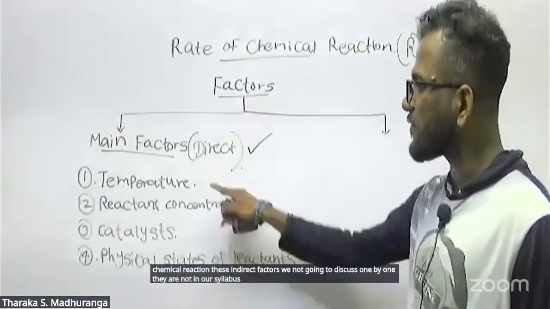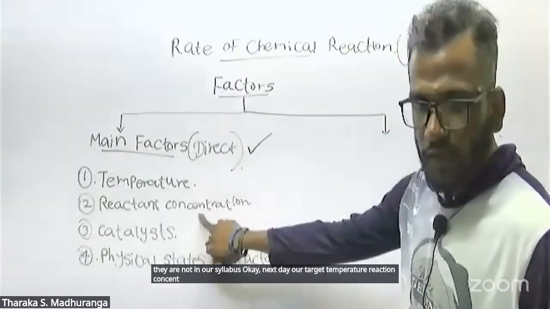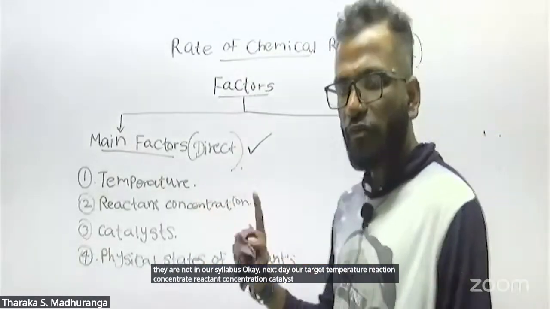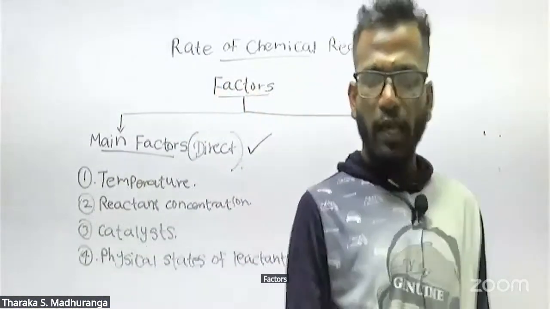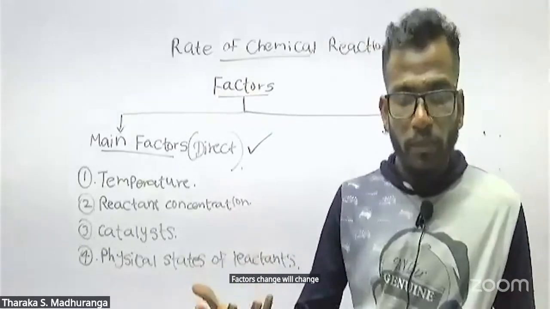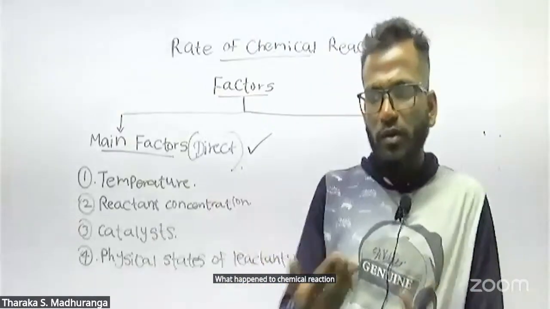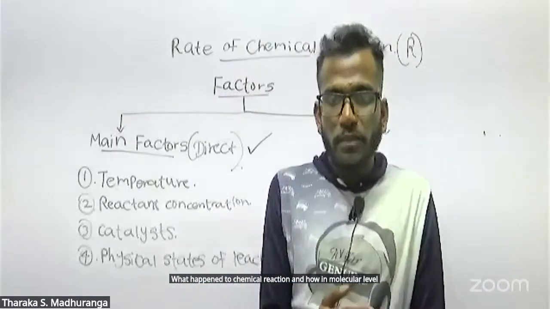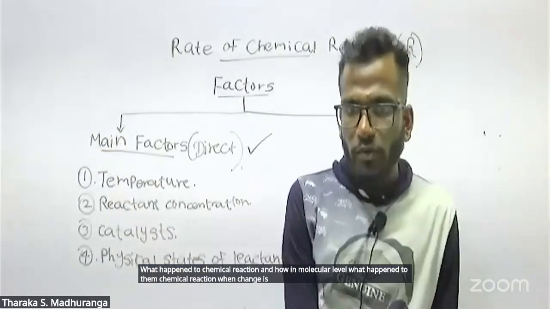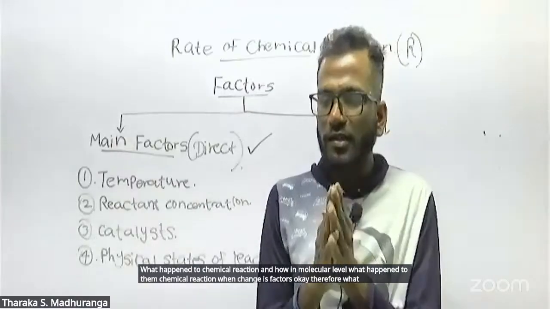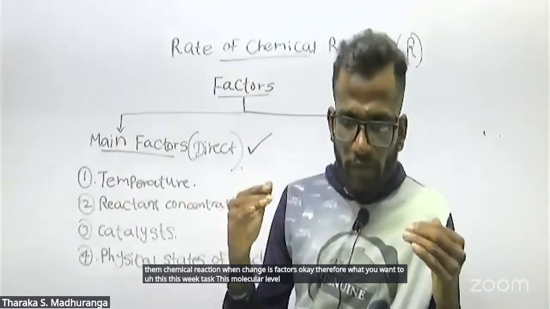Okay, next day our target is temperature, reactant concentration, catalyst and physical state: how they affect the rate of reaction, what happens to the chemical reaction when these factors change, and what happens at the molecular level. Therefore, for this week's task, you have to clearly understand this molecular level part.